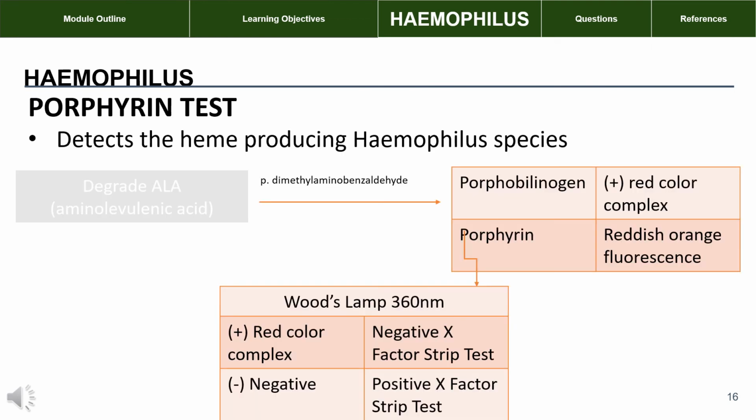Next, we have the porphyrin test, and the goal of this test is to detect heme-producing Haemophilus species. What happens here is that it degrades ALA, or aminolevulinic acid, and with the help of para-dimethylaminobenzaldehyde, it would produce porphobilinogen or porphyrin. Porphobilinogen will show a positive red color complex, while porphyrins will produce a reddish-orange fluorescence under Wood's lamp at 360 nanometers. A positive red color complex would indicate a negative X factor strip test, and a negative result would mean a positive X factor strip test.